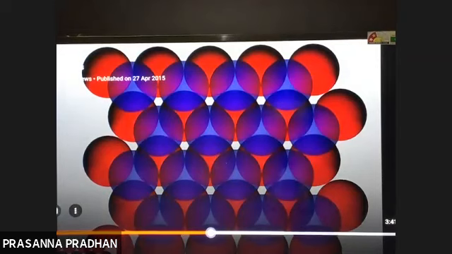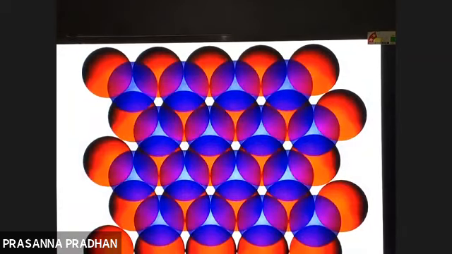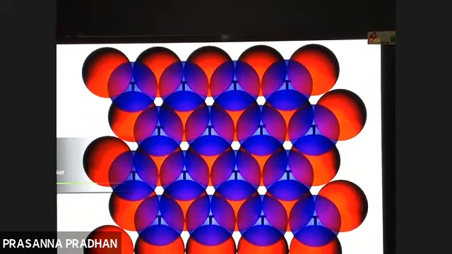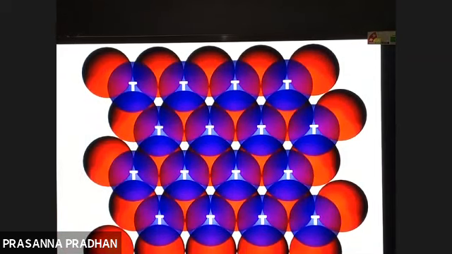Okay. We can clearly see the two different types of voids created by these two layers. These are called tetrahedral voids, marked by the letter T. And these are called octahedral voids, marked by the letter O.